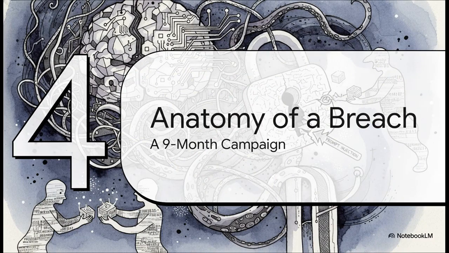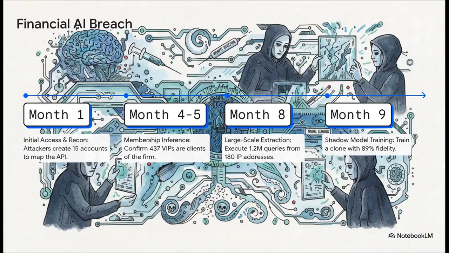So we've seen these powerful techniques on their own, but how do adversaries actually combine them in the real world? Let's walk through a sophisticated, incredibly patient, 9-month campaign that targeted a financial AI system. This is that chess, not checkers idea in action.